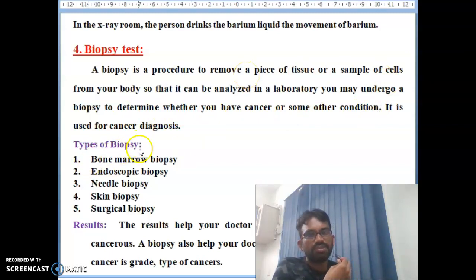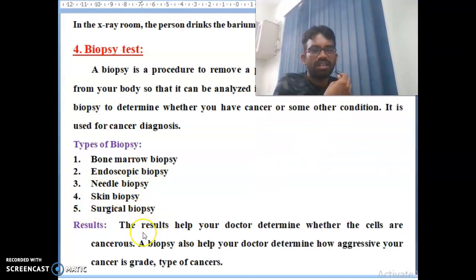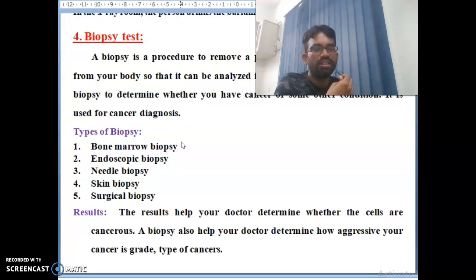The types of biopsy are bone marrow biopsy, endoscopy biopsy, needle biopsy, skin biopsy, and surgical biopsy. The results help our doctor determine whether the cells are cancerous, and the biopsy also helps your doctor determine how aggressive your cancer is, the grade, and the type of cancer. These are the biopsy tests for cancer determination.